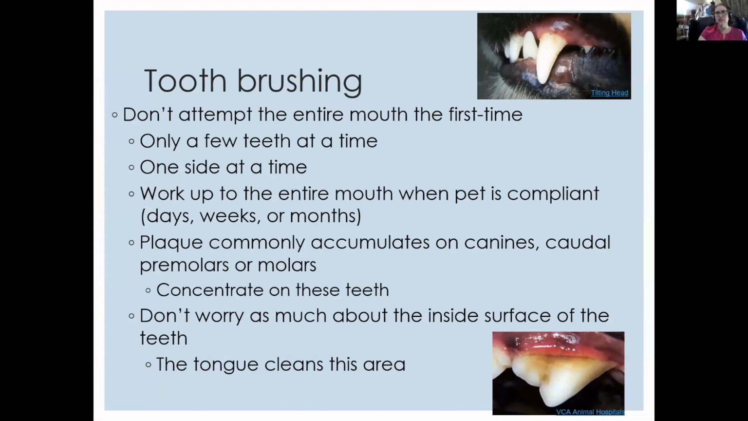The big thing is don't attempt the entire mouth the first time. We need to set ourselves some small goals. So just a few teeth at a time, one side at a time, perhaps, and then work up to the entire mouth, which may take days to weeks to months, depending upon the age, the compliance, and the anxiety of you and your pet. If you have high anxiety, they're going to sense that. So you both need to be comfortable with what's happening.